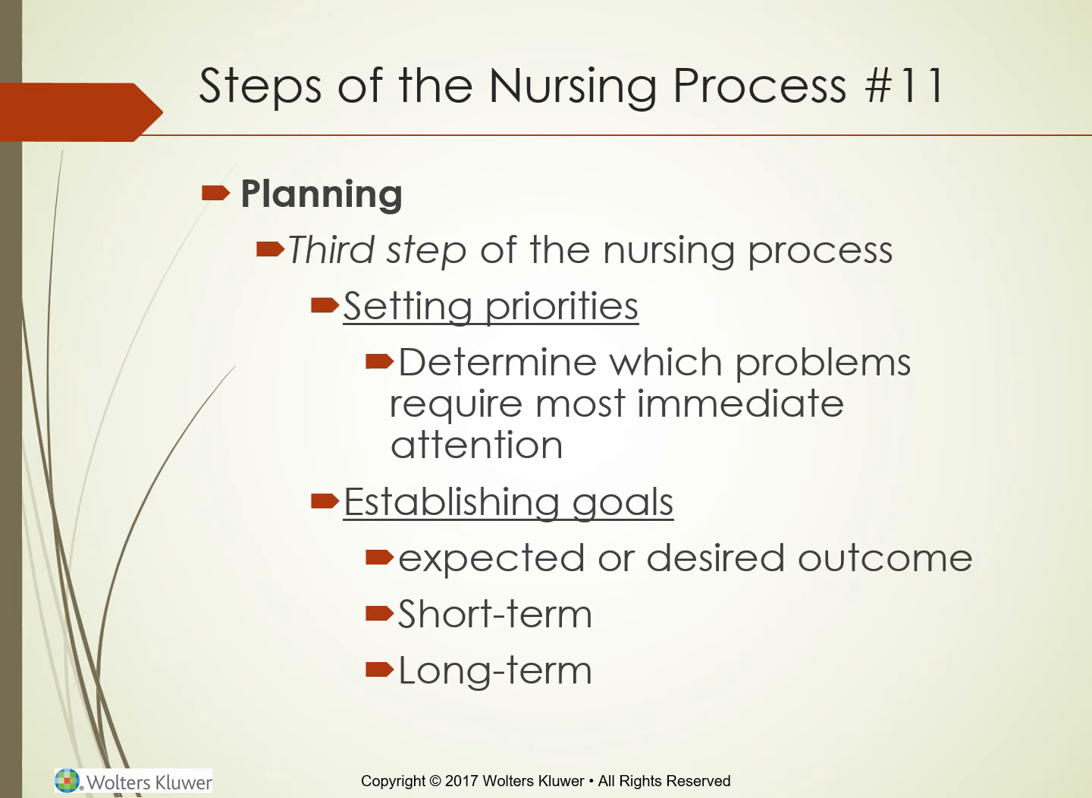Third step of the nursing process is planning. This is when you set priorities and determine which problems require most immediate attention. Think ABC: airway, breathing, cardiac, circulation. Establishing goals. You need to establish goals that are expected or desired for your outcome. You need short-term goals and long-term goals. So again, this is planning, the third step.